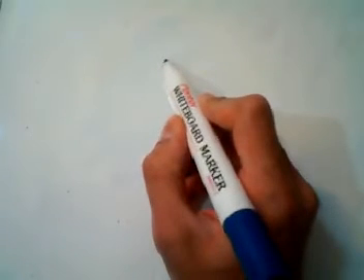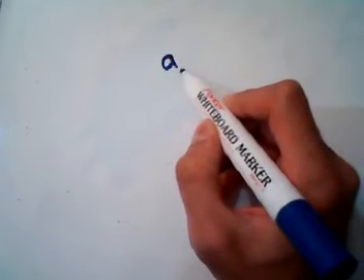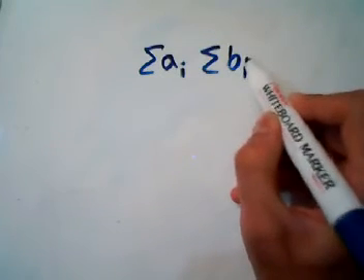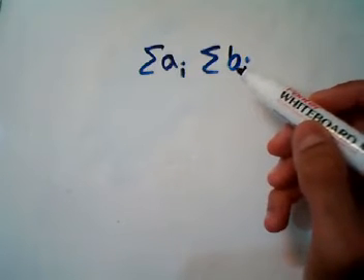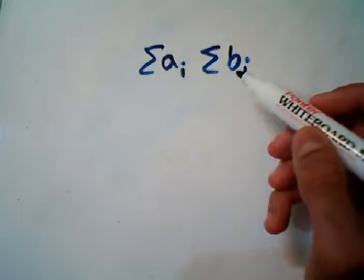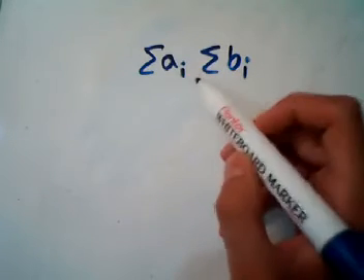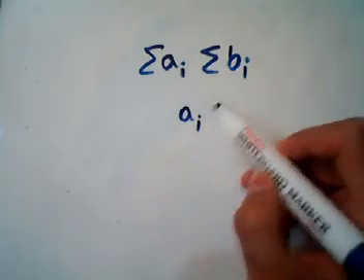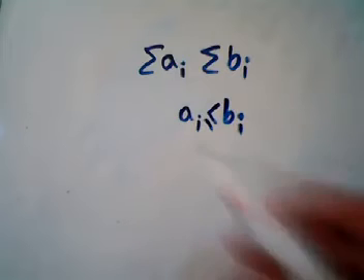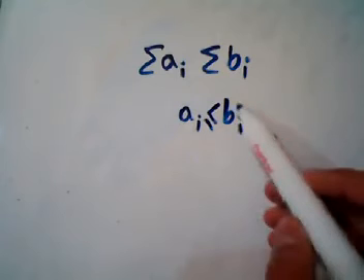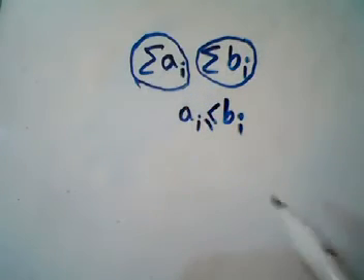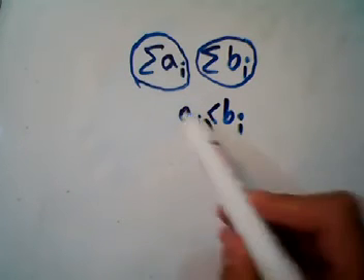Okay, and it says that if you've got two series, let's say the sum of a_i and the sum of b_i, and the a_i's are smaller than or equal to the b_i's, and also the b series is convergent, then the a series is also convergent. Okay, and these are positive.